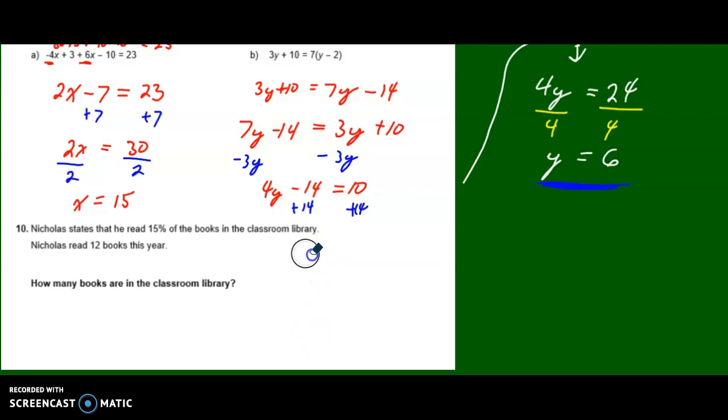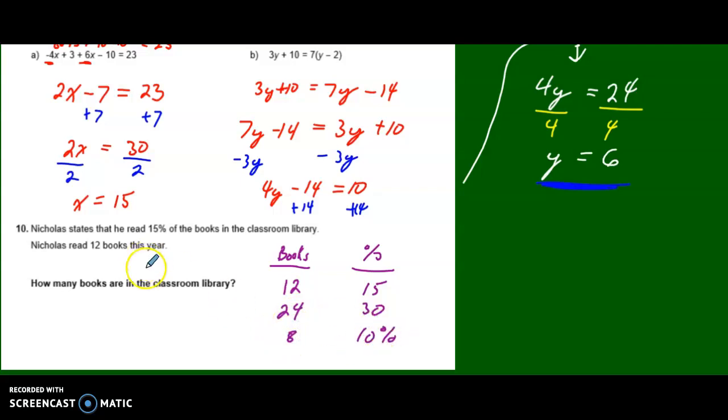Or let's do it like this. Let's make a little table. So books and percent, right? So we're basically making proportions here. So if I have 12 books, that's 15%. If I double this, that's 24 books. Well, that's going to be 30%. What if I divide it by 3? If I divide it by 3, I get 8 books is 10%.